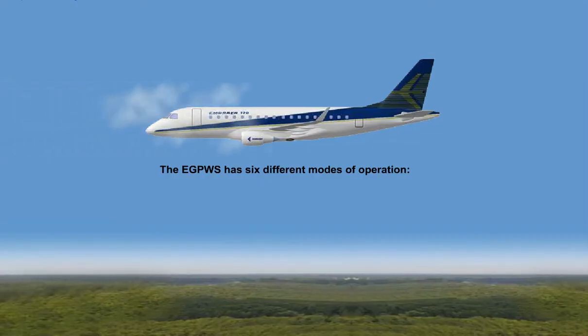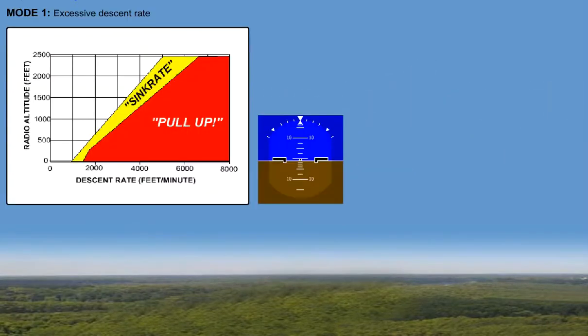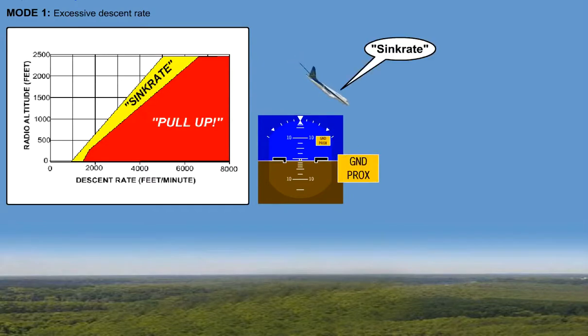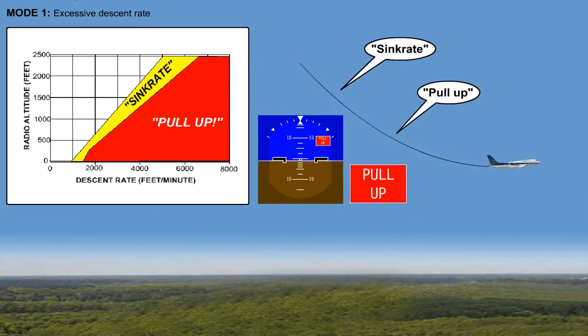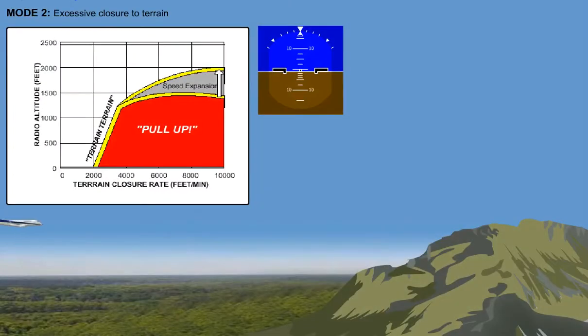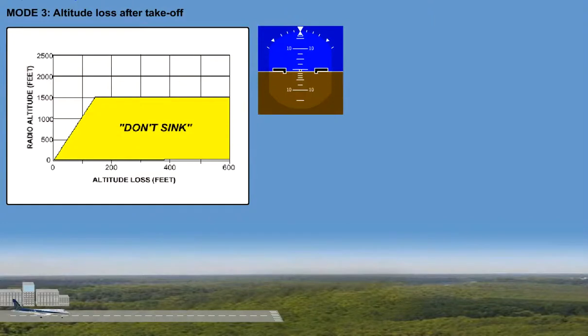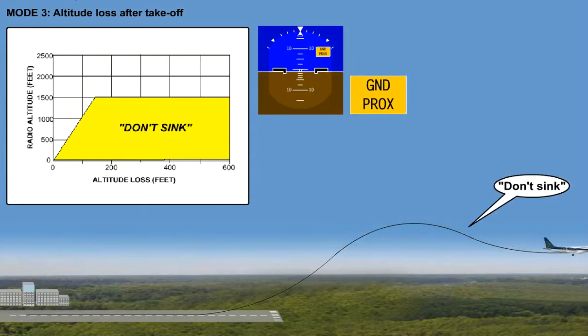The EGPWS has 6 different modes of operation. Mode 1. The excessive descent rate. Sink rate, pull up, pull up, pull up. Mode 2. The excessive closure to terrain. Terrain, pull up, pull up, pull up. Mode 3. The altitude loss after takeoff. Don't sink, don't sink.